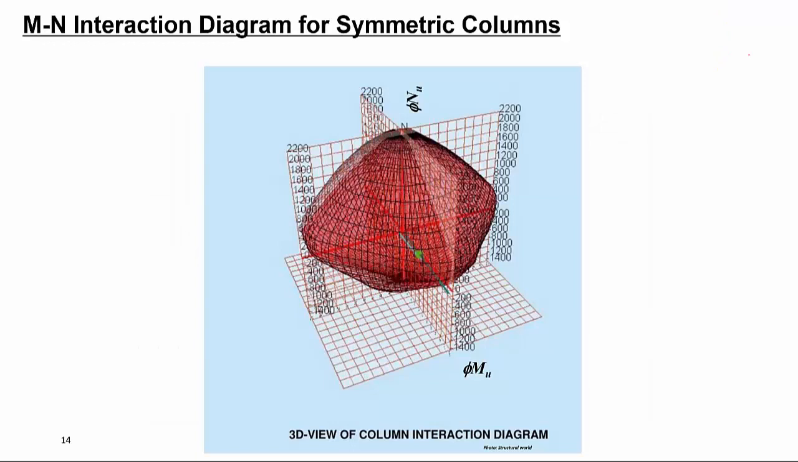Now, the column is a three-dimensional member. That means the horizontal load can act on either face of the column. So instead of just having a two-dimensional MN interaction diagram, you can have a three-dimensional moment interaction diagram which takes into account the horizontal load acting on all four faces of the column, and the MN interaction diagram will look like this one. Of course, you will be needing the computer to draw this MN interaction diagram.